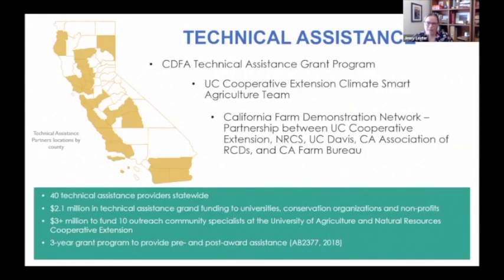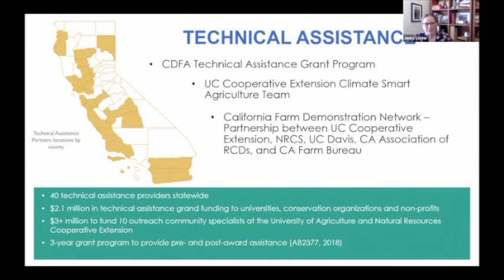We know absolutely that funding is important, funding practices is important, but we don't get there if we don't have technical assistance as well. So we have partnered with the University of California Cooperative Extension, and we have 10 climate smart advisors throughout the state. We also have funded over 40 different technical assistance providers. Hopefully some of you are on this call today.